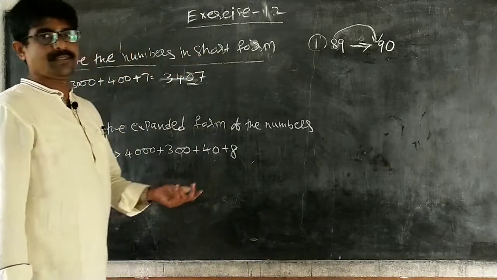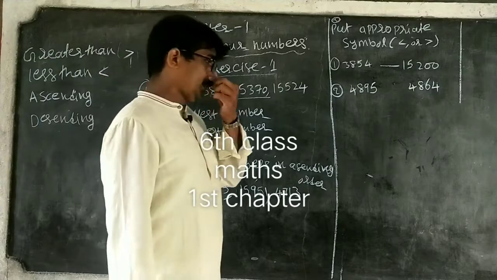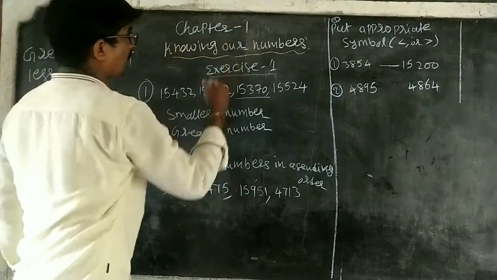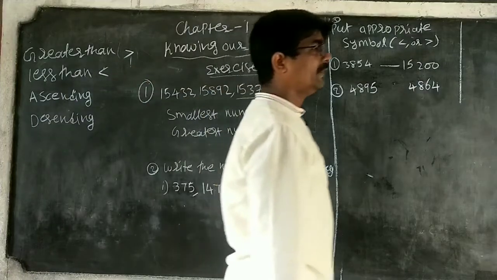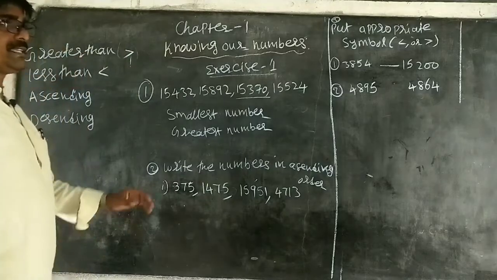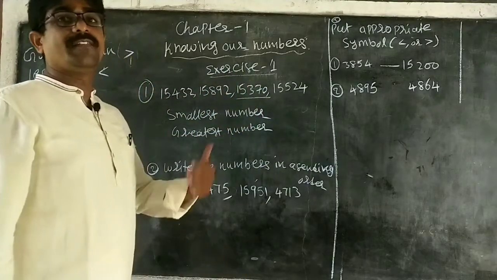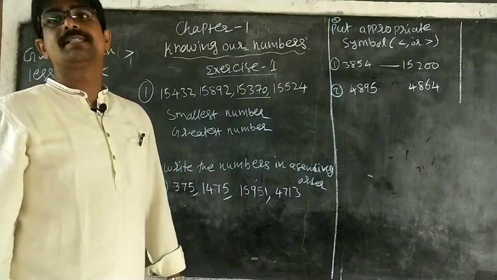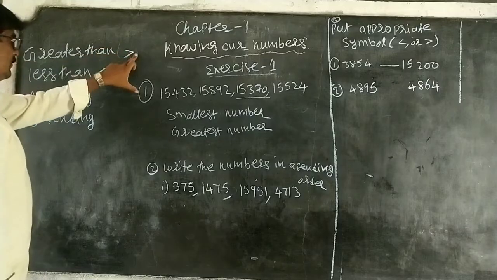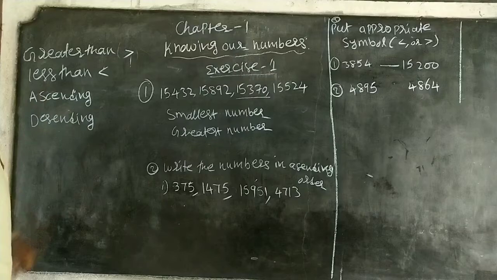Good morning, students. Today our topic starts our first chapter, that is Knowing Our Numbers. In this chapter, we simply introduce exercise 1, from what we studied in our previous class. So already you know greater than, less than, ascending and descending order.